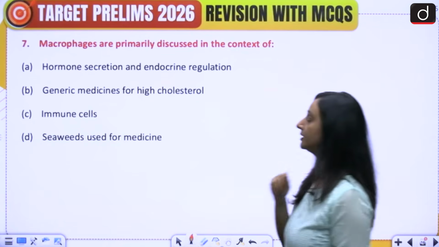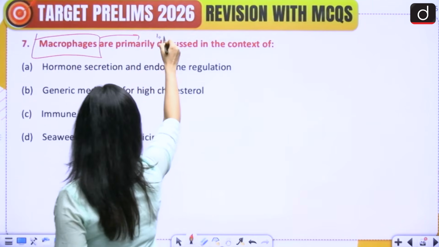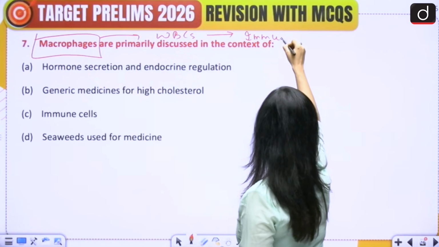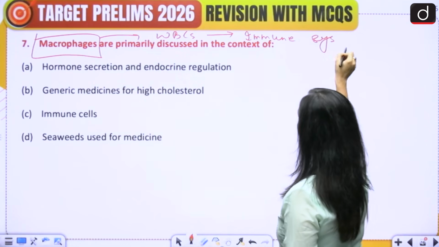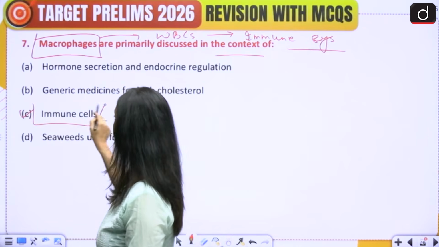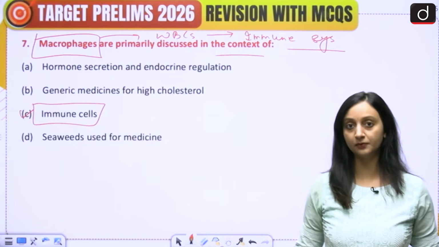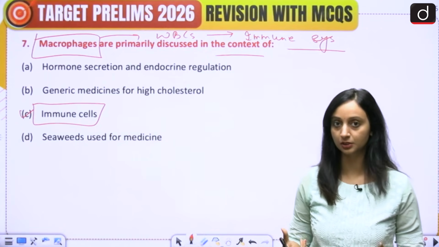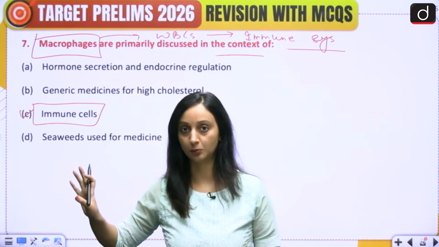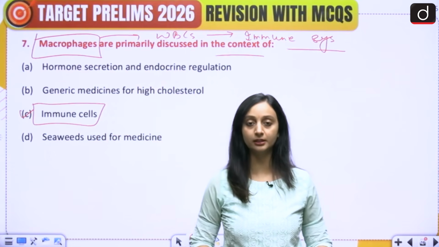Done? So it's a pretty straightforward question. It's about macrophages. Macrophages are found in our white blood cells. They are a part of our immune system, so this is discussed in the context of immune cells. Macrophages are like the first line of defenders in our immune system. Our immune system produces antibodies, but macrophages do not produce antibodies. They are the first line of defense, the innate defense that is already present in our body.